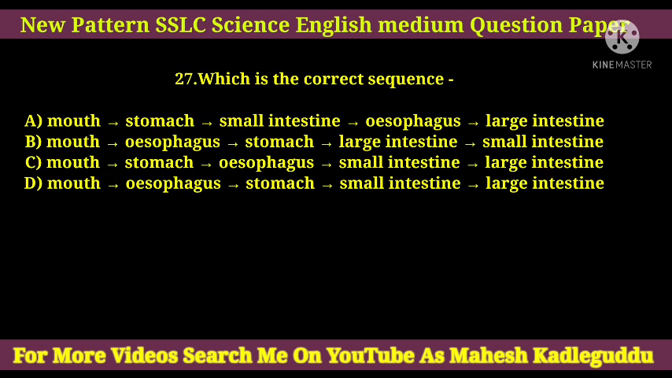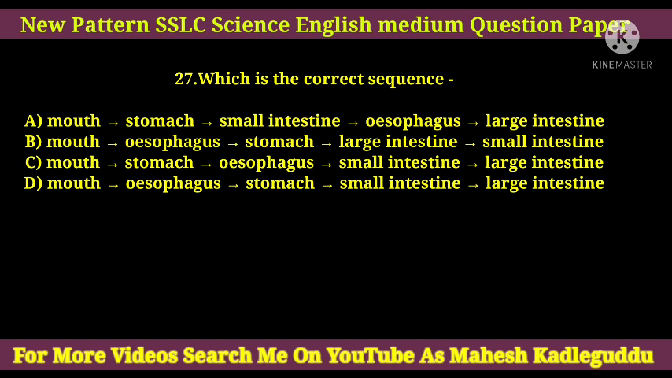27th question. Which is the correct sequence? Mouth, stomach, small intestine, esophagus, large intestine. Mouth, esophagus, stomach, large intestine, small intestine. Mouth, stomach, esophagus, small intestine, large intestine. Mouth, esophagus, stomach, small intestine, large intestine.